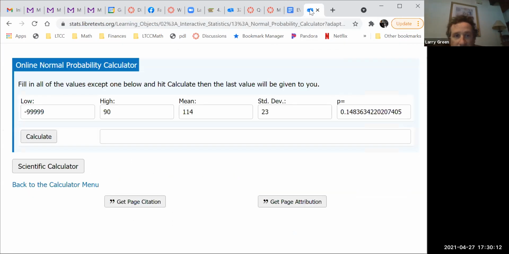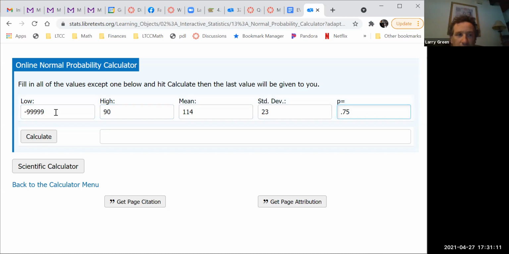75th percentile. Okay, so that means 75% of the data or the area is to the left of some value. So 0.75. What is 0.75? Is it the low, the high, the mean, the standard deviation, or the p equal? Where does it go in the calculator? Okay, it's not the high. It's not a value of x. It's the p. 0.75 is a probability because it's the area. Area is a probability.